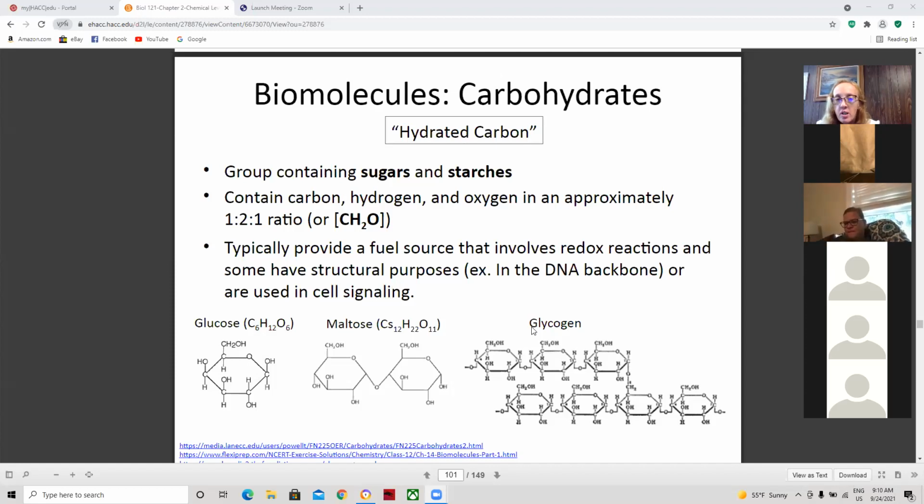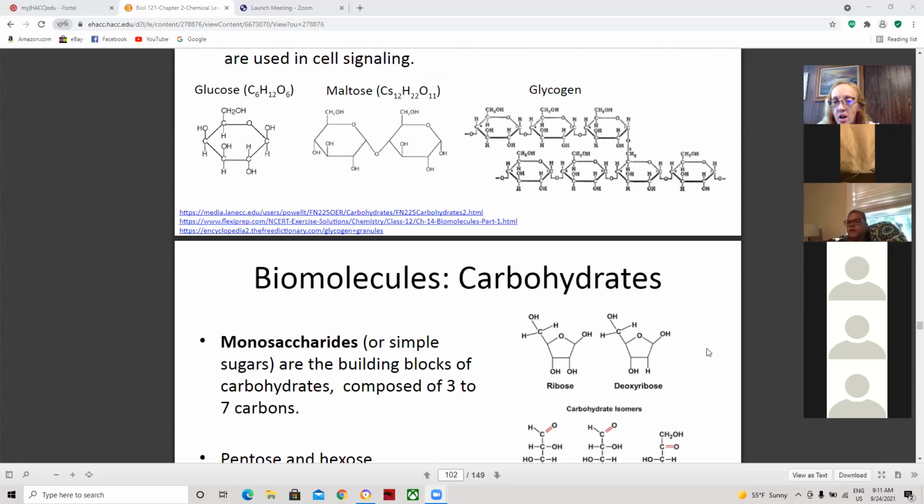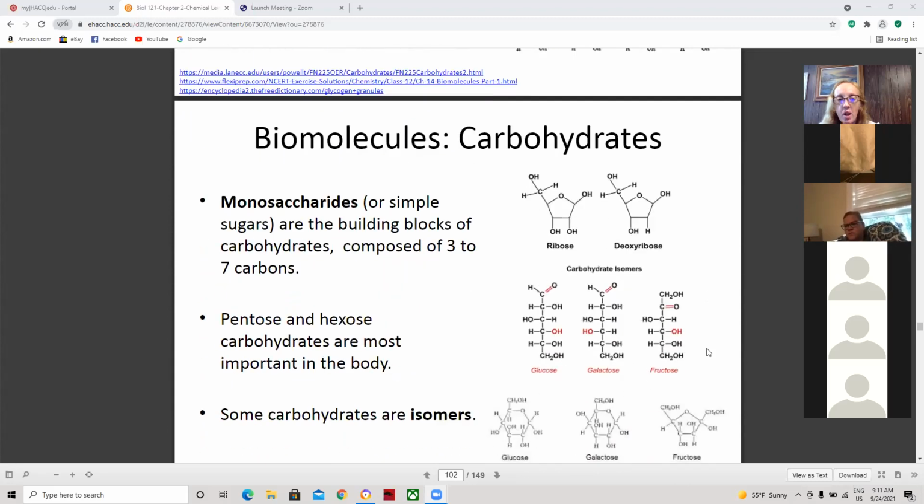So carbohydrates typically provide a fuel source that involves redox reactions and may have some structural purposes and are also used in cell signaling. The basis of your blood types is a matter of carbohydrates. So signaling that one given cell is a particular cell and not another cell. Cell identification. So monosaccharides, another term to introduce.